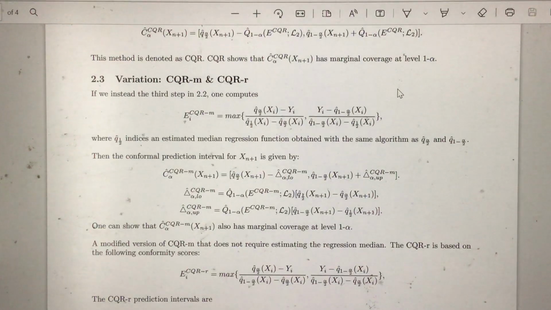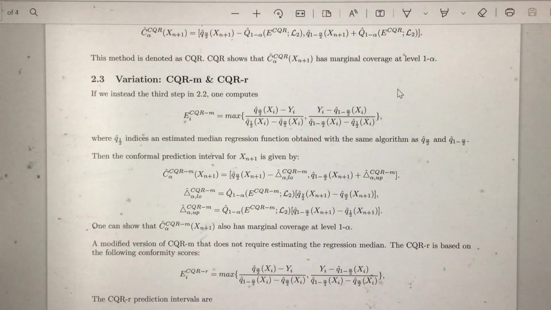You can see this one. You have to compute the median regression function, so this will be a little bit of trouble. So they also came up with another modified version of CQRM that does not require estimating the regression median. This one will be the CQRR.